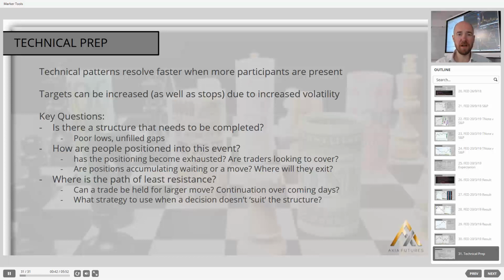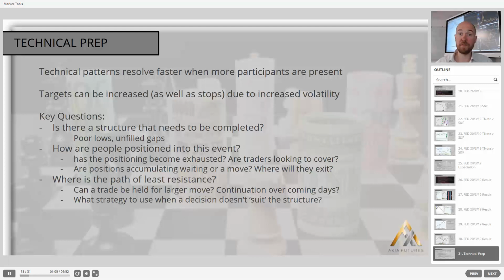Remember, a technical pattern that you may be used to seeing, that you may be very aware of and very comfortable in playing, is likely to resolve much quicker than usual. So you get much larger opportunities here. A trade that ordinarily may well have taken you 2-3 hours to play out can play out in a matter of minutes.